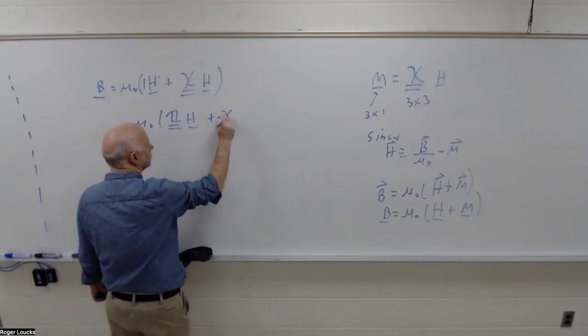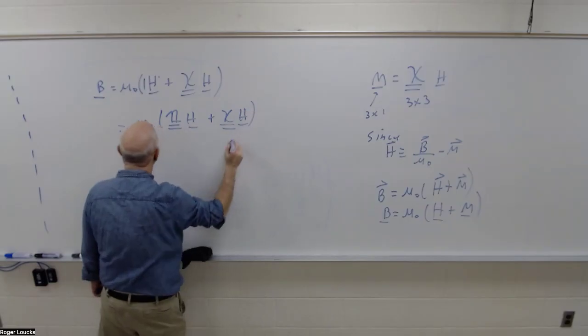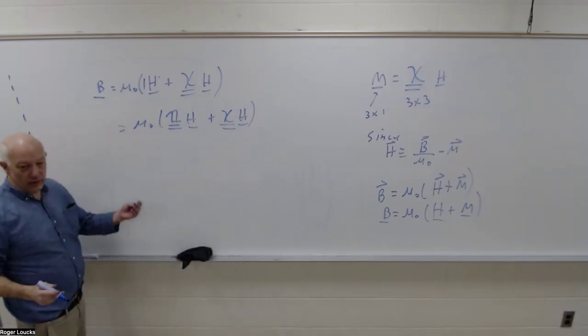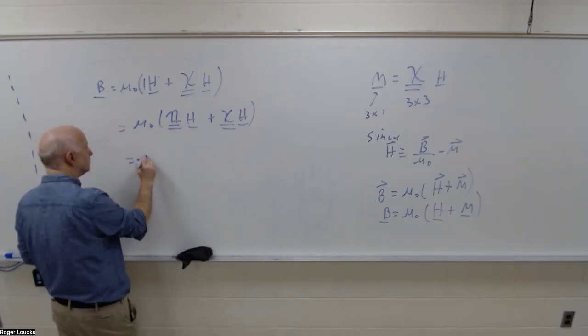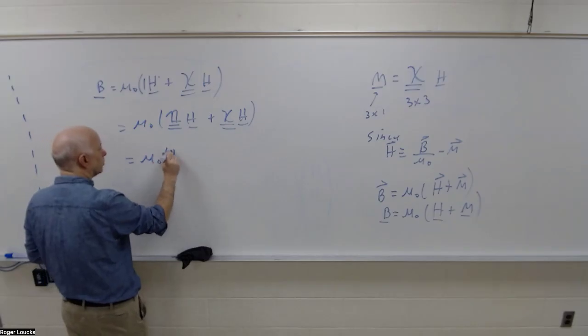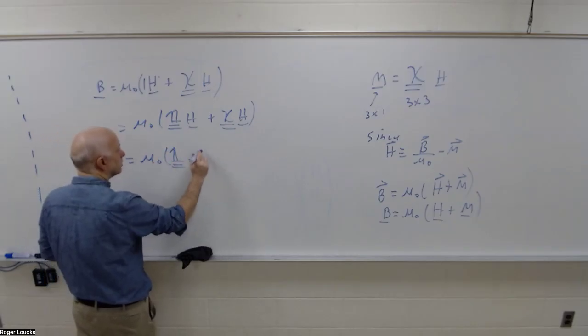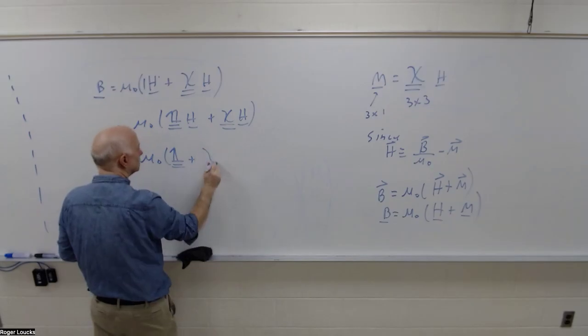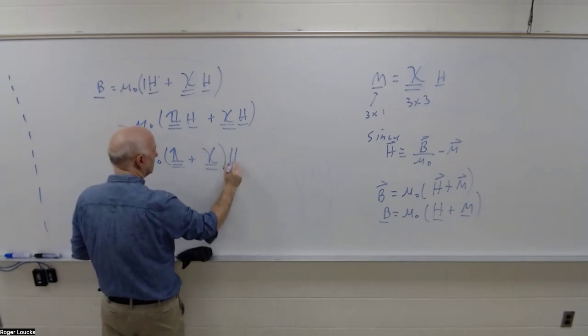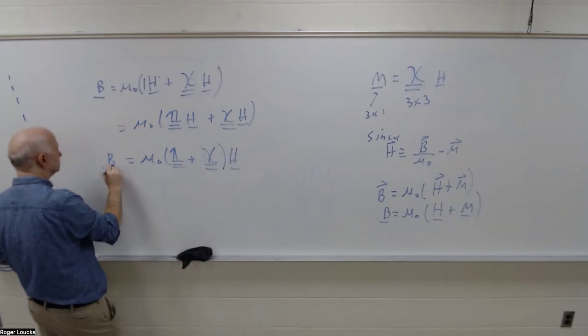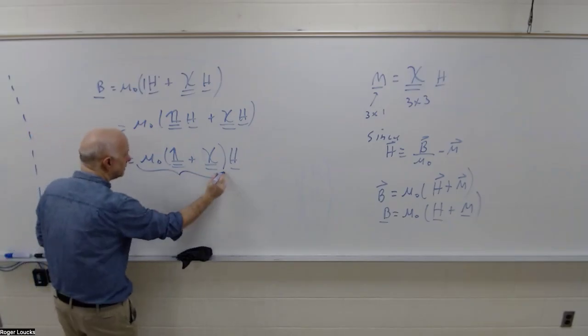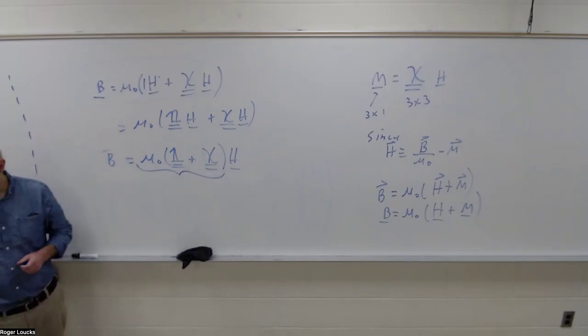Plus chi times H. What can I do? I can pull the H out on the other side and get the identity plus chi, times H. And I'm going to call this whole thing here mu double bar.